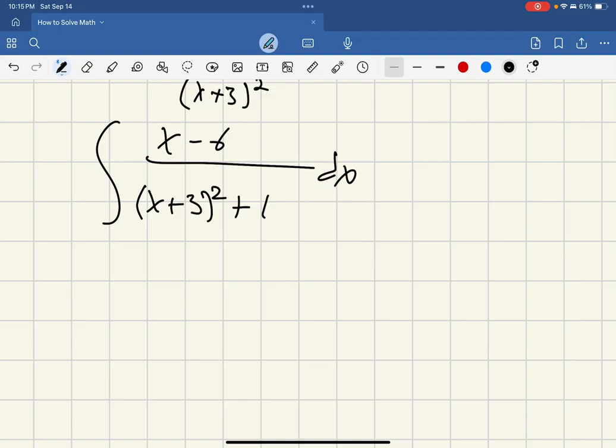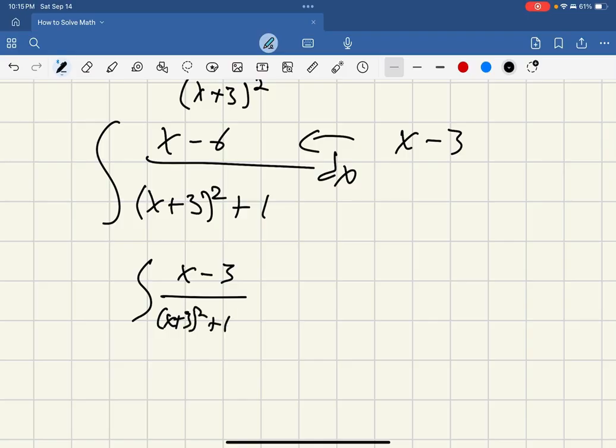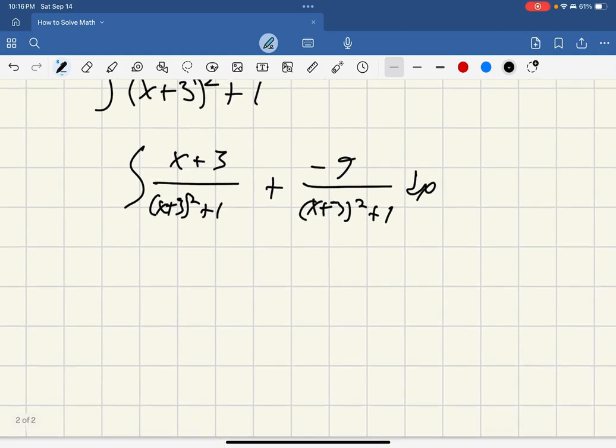So we're actually gonna have to separate this so that up here we have x plus 3. So we're gonna make this x plus 3 over x plus 3 squared plus 1, but we can't just get rid of the number 3 from here. So we have to change that to x plus 3 plus negative 9 over x plus 3 squared plus 1, because put those together we get x minus 6 again, dx. And now that we have this, we can actually begin solving.